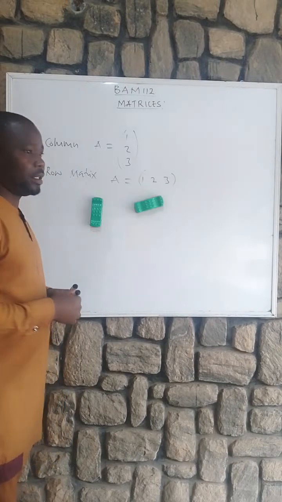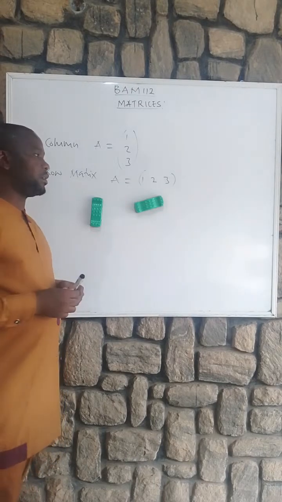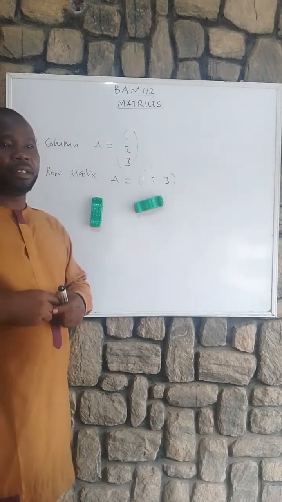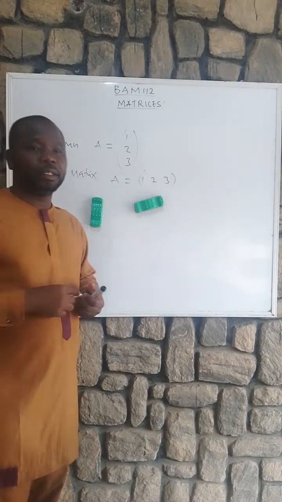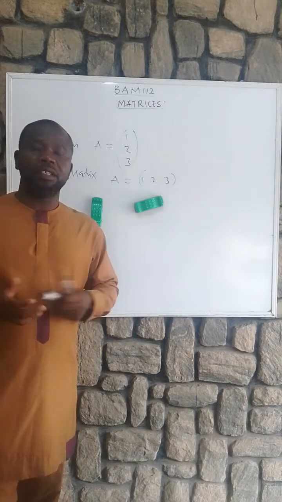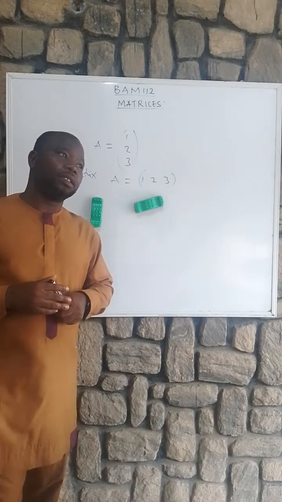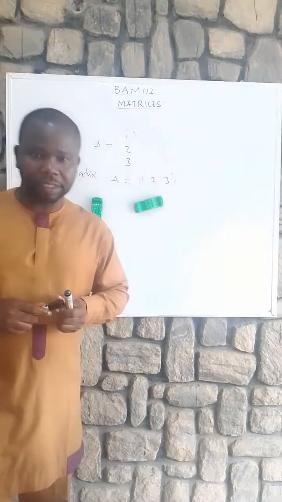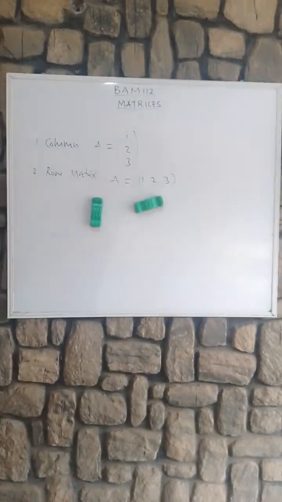And I think we also moved further to consider zero matrices, identity matrices, and what else? Diagonal matrices. And we now move further to consider algebra of matrices. Is that clear?